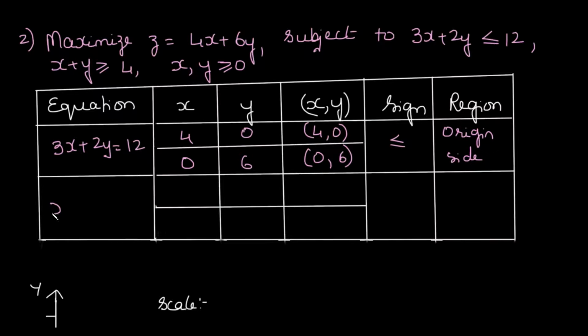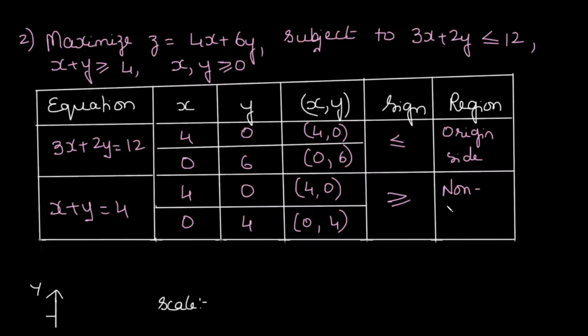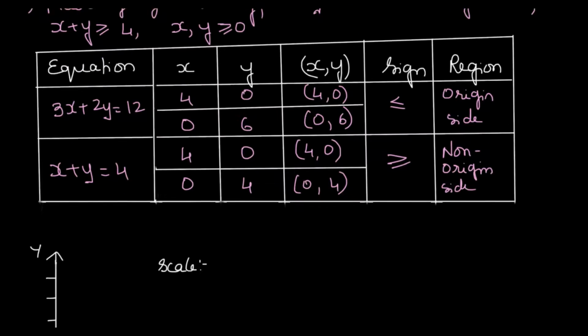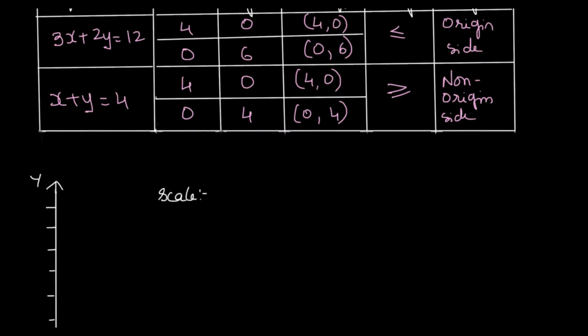The second equation is x plus y is equal to 4. Thus, we find the points on the x and y axis through which the line passes, and the sign given here is greater than or equal to, and therefore the region is the non-origin side. Then we can move on to plotting the graph of the question.